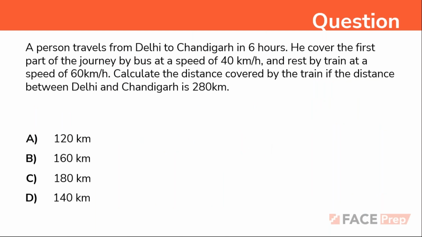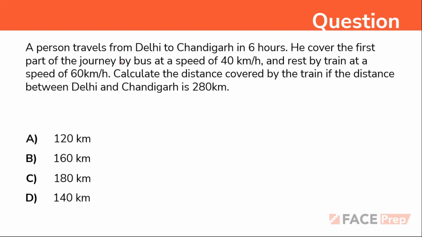Here is the next question, people. A person travels from Delhi to Chandigarh in 6 hours. He covers the first part of the journey by bus at a speed of 40 km per hour and the rest by train at a speed of 60 km per hour. Now, I need to calculate the distance covered by the train if the distance between Delhi and Chandigarh is 280 km. Hence, I have given the total distance.